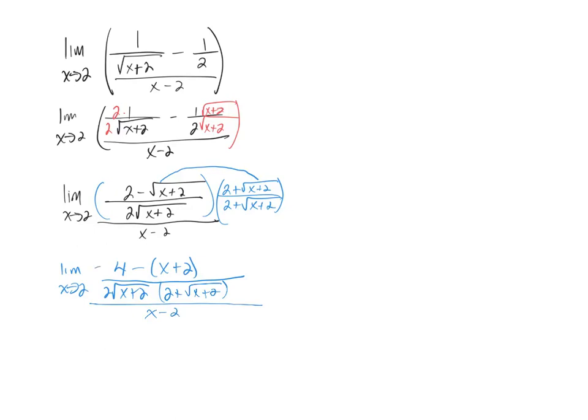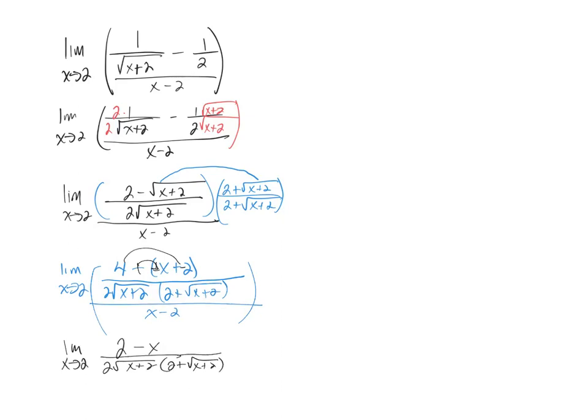So there's our expression right now, and all we're going to do at this point is simplify that numerator of the numerator and see what happens. So we've got 4 minus the quantity x plus 2. So that's going to be 4 minus x and minus 2. So that's going to be 4 minus 2, which is 2 minus x all over 2 root of x plus 2 multiplied by the quantity of 2 plus root of x plus 2. Fix that up a little bit.